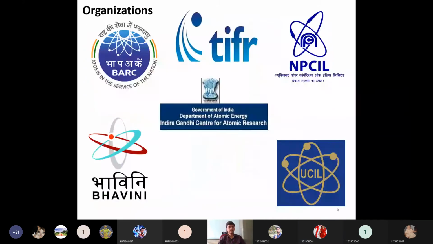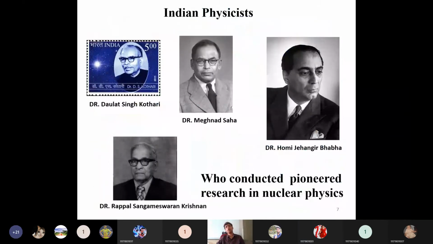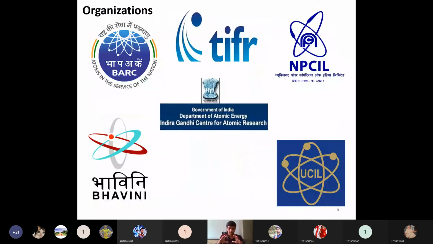Then next, we have covered the various organizations which conduct research or produce nuclear energy. Different organizations are there inside India. First is the Bhabha Atomic Research Centre, BARC. You might be aware of it. That centre is also there in Hyderabad, as an R&D centre. The Bhabha Atomic Research Centre conducts R&D activities in the field of nuclear power generation.